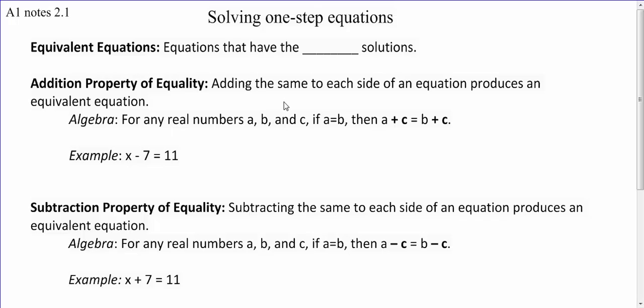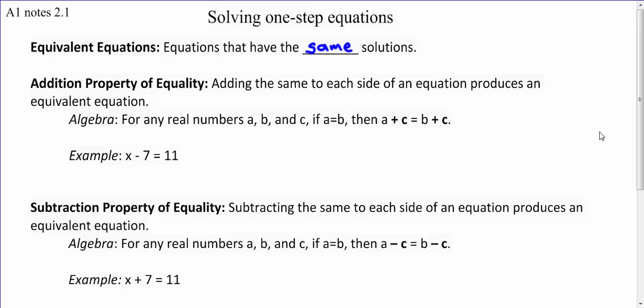Alright, equivalent equations: equations that have the same solutions. So we can just simply put the word same in there. That's not a definition that we'll use a lot, but it is something to be aware of if you see it. The next two things we're looking at here we will see quite a lot.